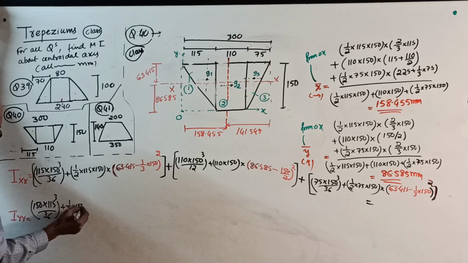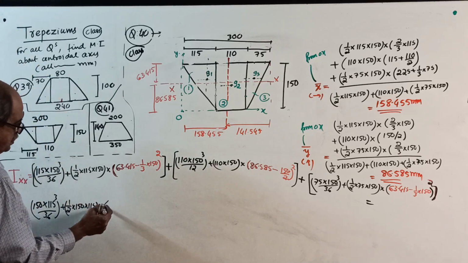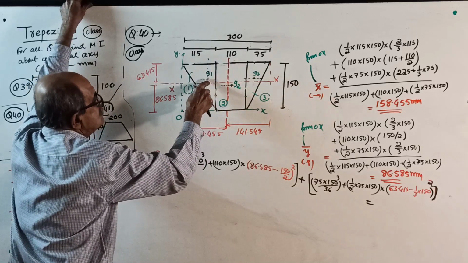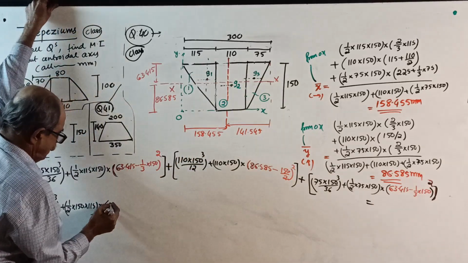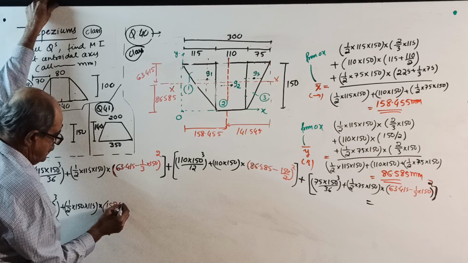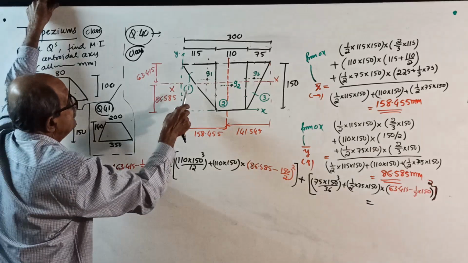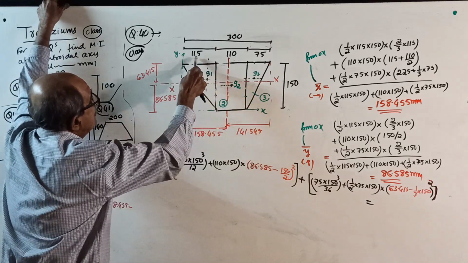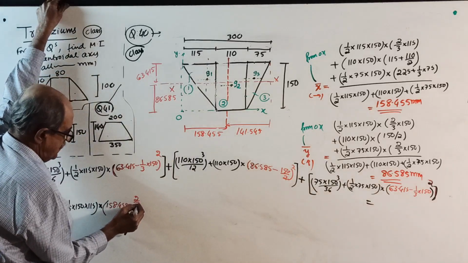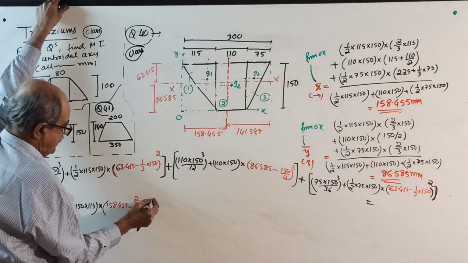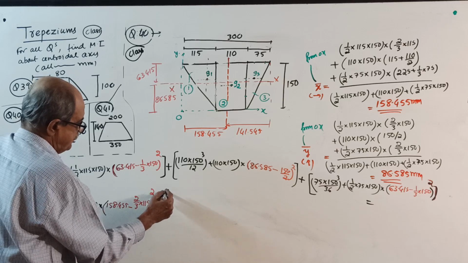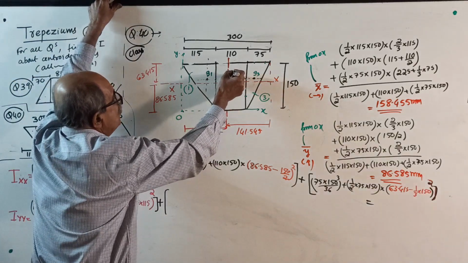Half into 150 into 115 is the area, into from centroid to YY, this distance square is 158.455 minus, see, this distance minus this distance is 2/3 of 115 minus 2/3 of 115, that whole square. IG plus A square over, plus I about its own centroidal axis.